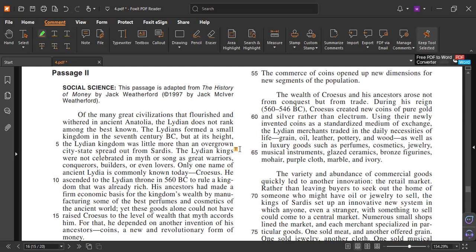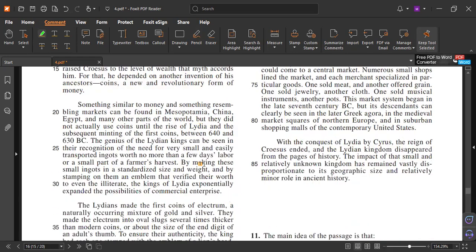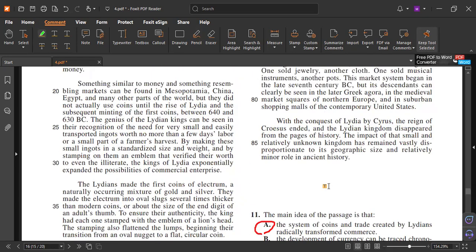Let's read the beginnings of the many great civilizations that flourished and withered in ancient times, does not rank among the best known. The Lydians formed a small kingdom in the 7th century, but at its height, the kingdom was little more than an overgrown city-state, not celebrated in myth or song. Are we talking about money? No. Invented?